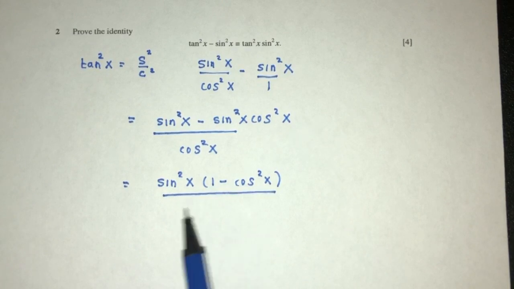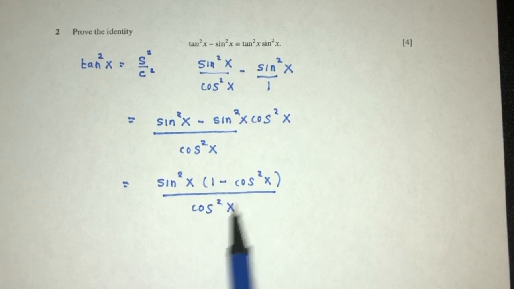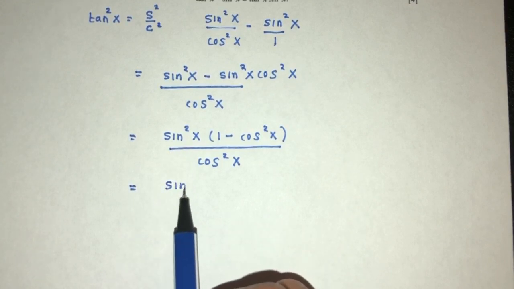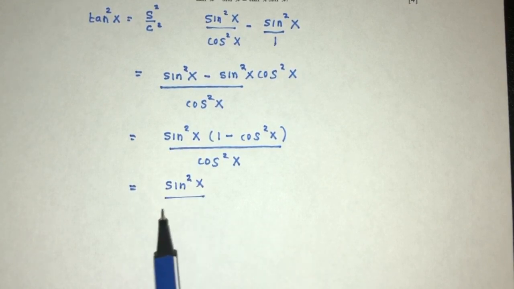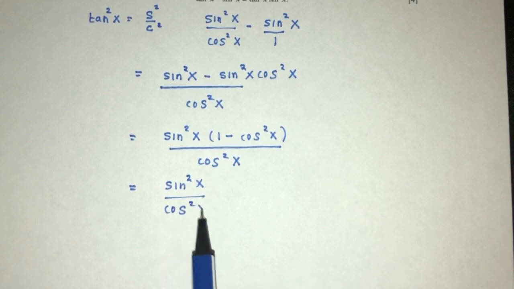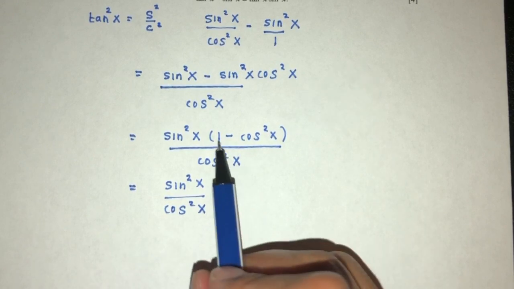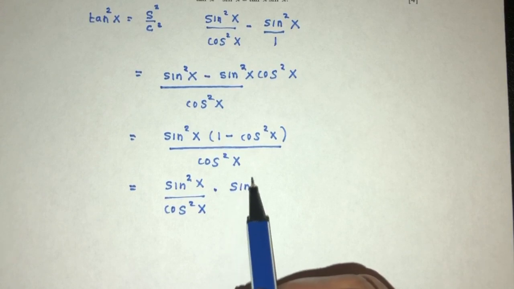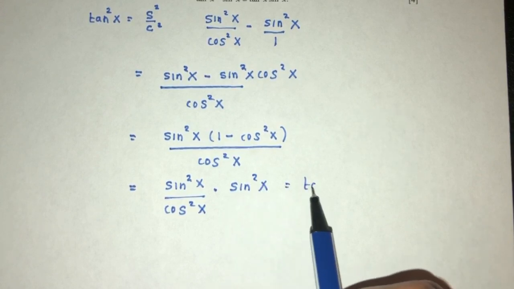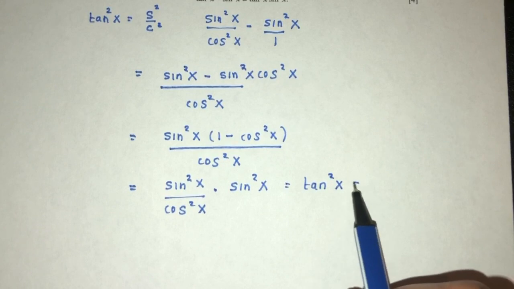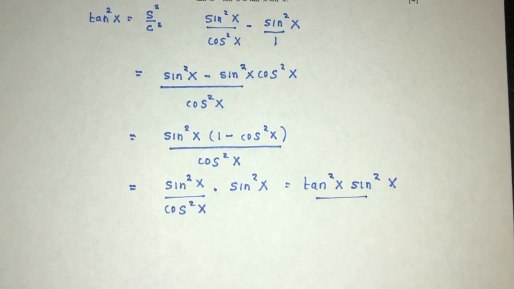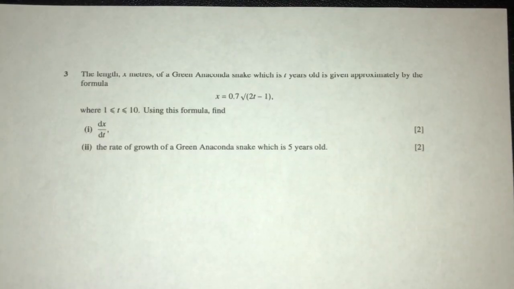divided by cos square x. So simplify. Here we have sine square x divided by, for example, cos square x. And what is this? 1 minus cos square x is simply sine square x. So that will give you tan square x sine square x. Okay, so that will be shown as required. Let's move on to the next question.